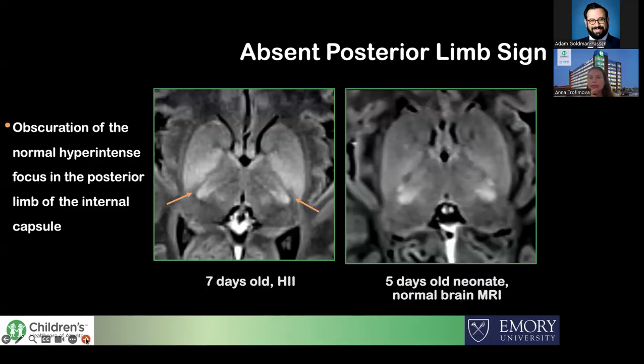Another thing that we can see on T1 weighted images is known as an absent posterior limb sign. What happens is that the focal area of T1 hyperintense signal that I was talking about earlier, that you can appreciate on this image on the right that shows the normal appearance of basal ganglia on T1, becomes obscured because now we have this abnormal hyperintense signal involving the basal ganglia and thalami, and we really can't appreciate that focal area of hyperintensity in the posterior limb as well as we should in a normal brain MRI.